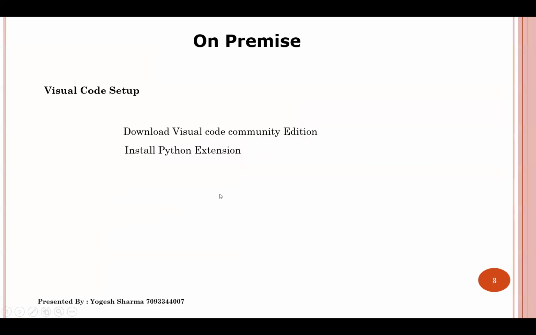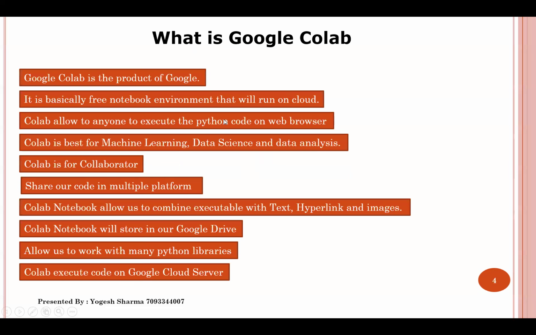Now, this is for on-premise. We don't need to discuss this now, because later, when we practice using Python on our laptop, I will explain how to install Visual Code, how to install the Python extension and all. At that time we will discuss it. Today we are going to work with Google Colab. So we need to understand what Google Colab is and how we can use it.